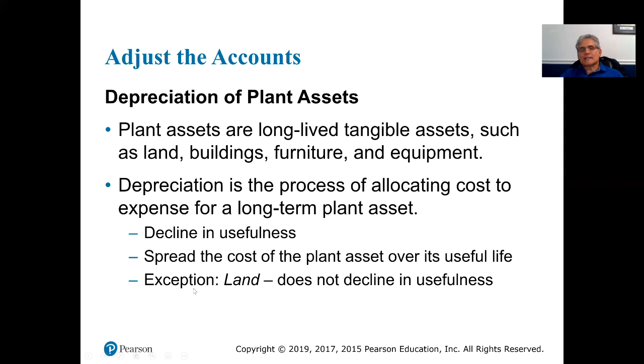And there is one exception. The exception is land. We never depreciate land. We keep land at its original cost. We don't adjust it for depreciation.